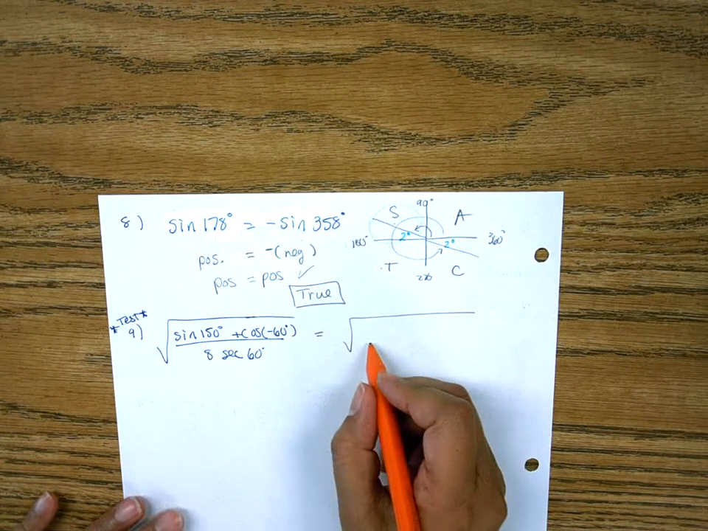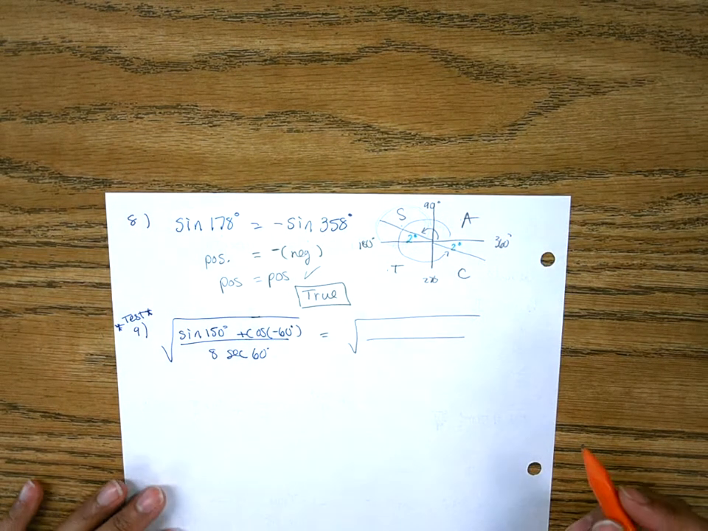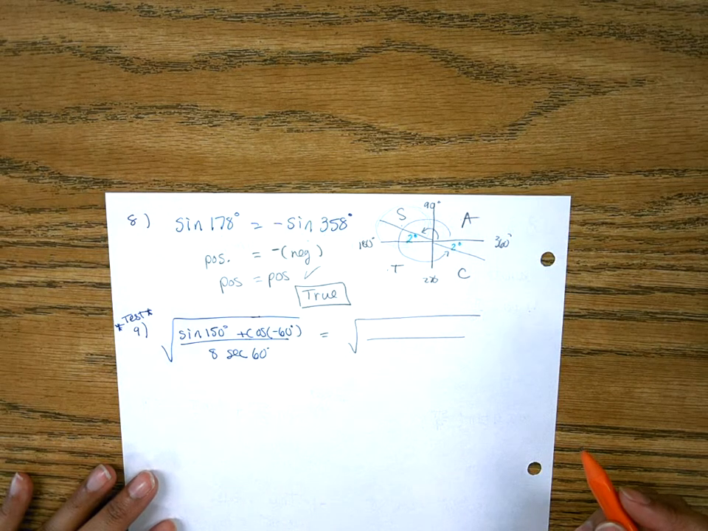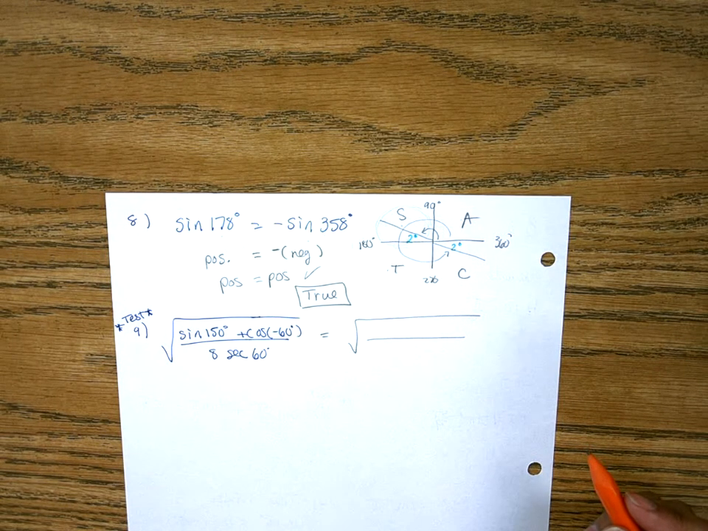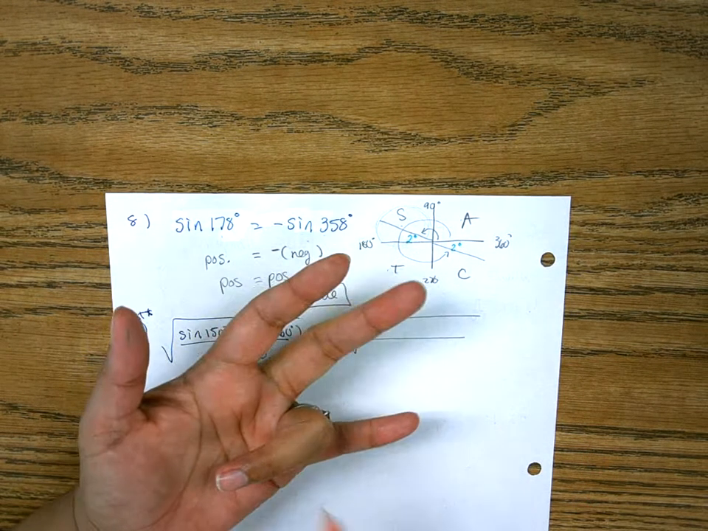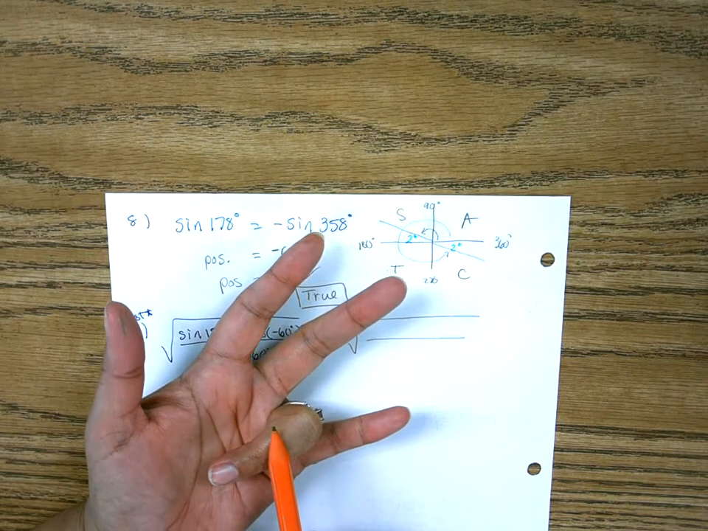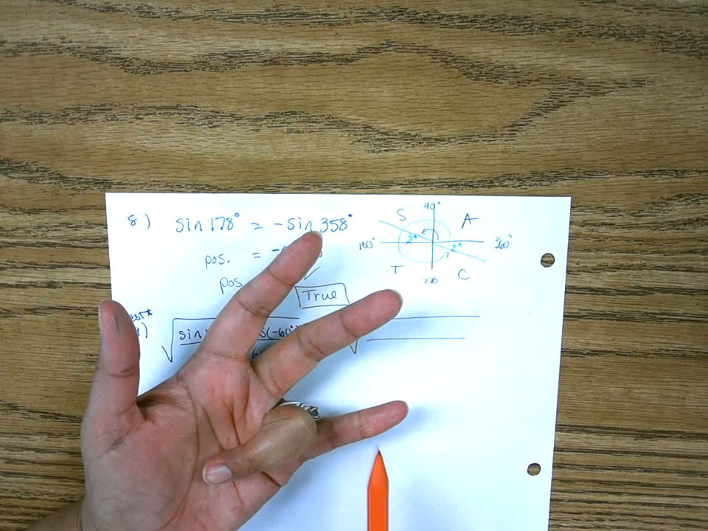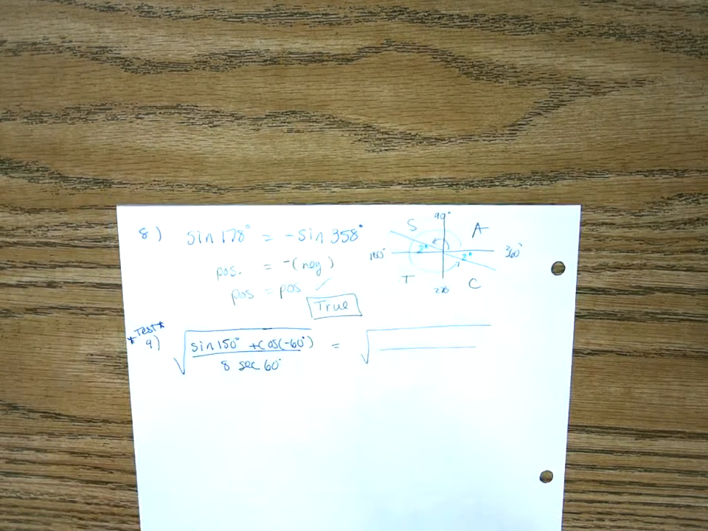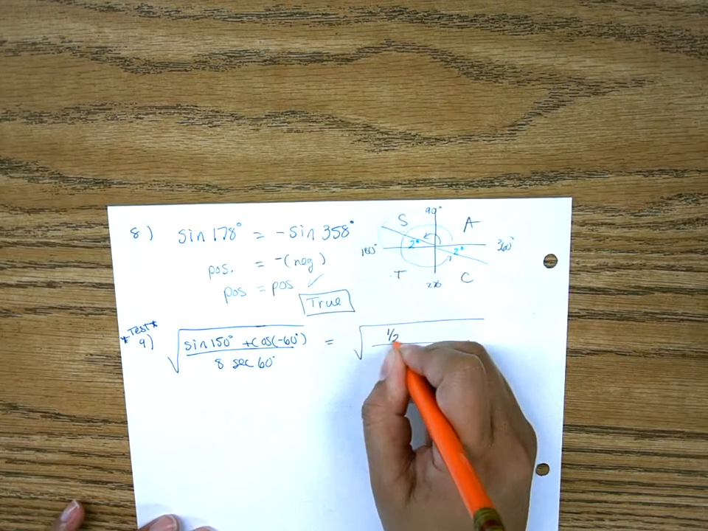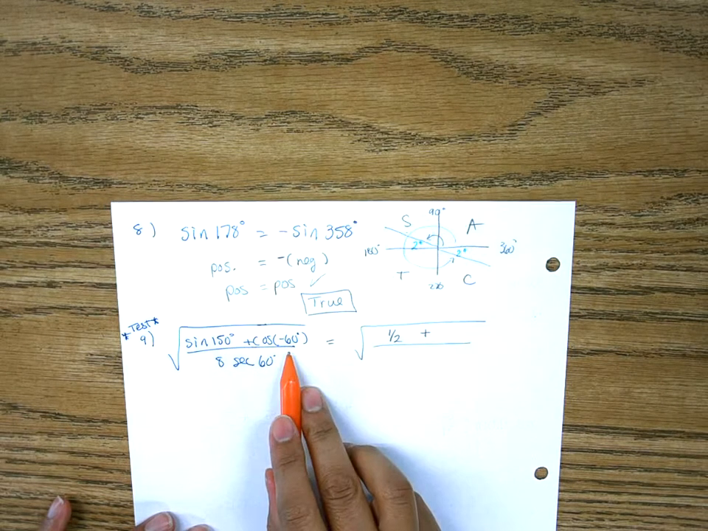Okay, so let's go ahead and work it out. I'm going to work over here to the right. 150 is in quadrant 2, and it's 30 degrees as the reference angle because it's 30 degrees from 180. So here's my 30. Sine is the y value, so it's 1/2.